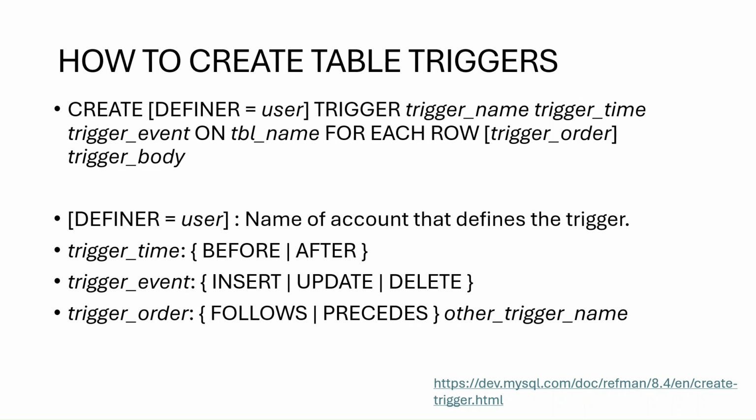And then the event, so it can be insert, update, delete, those are the data modifications that we're talking about creating the trigger for. And then on the table name, for each row, okay, that's also by default, MySQL uses row triggers. And then you now want the trigger order, so it's follows, precedes, and all that, depending on if you have another trigger you want to put this trigger after.